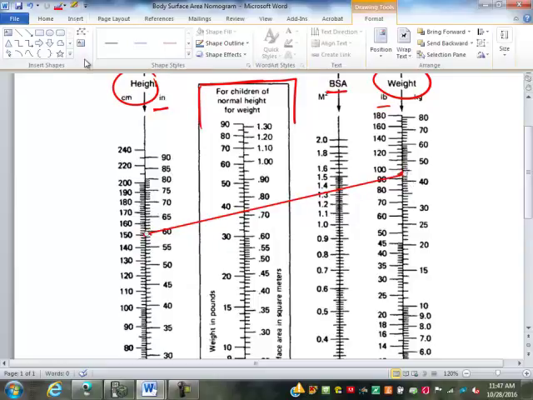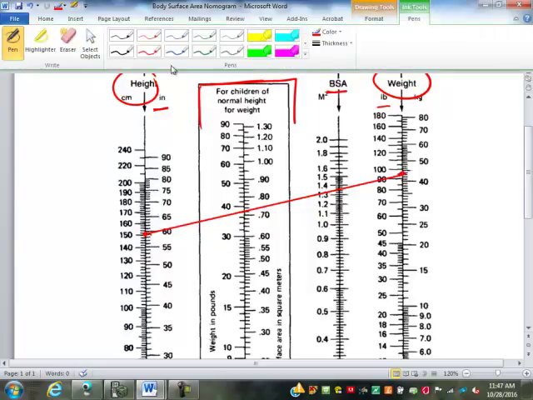Now where it crosses this one here is the body surface area. Body surface area is always given in square meters, no matter what we're looking at. So here that is 1.3 and 1.4. So it looks like each of those is going to be 0.02 because there's 5 spaces.